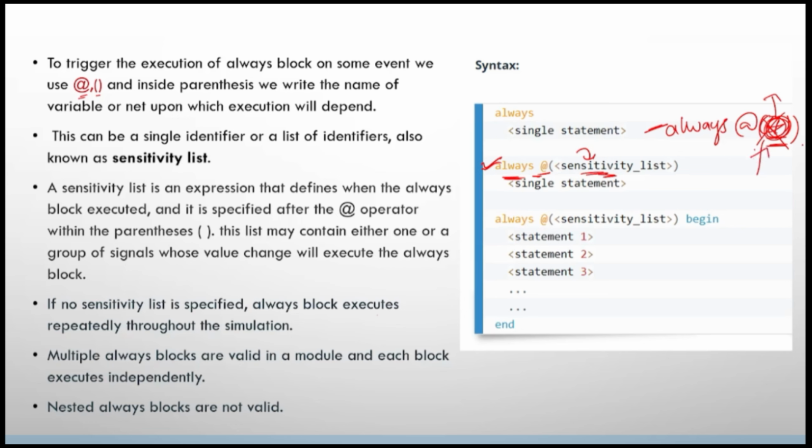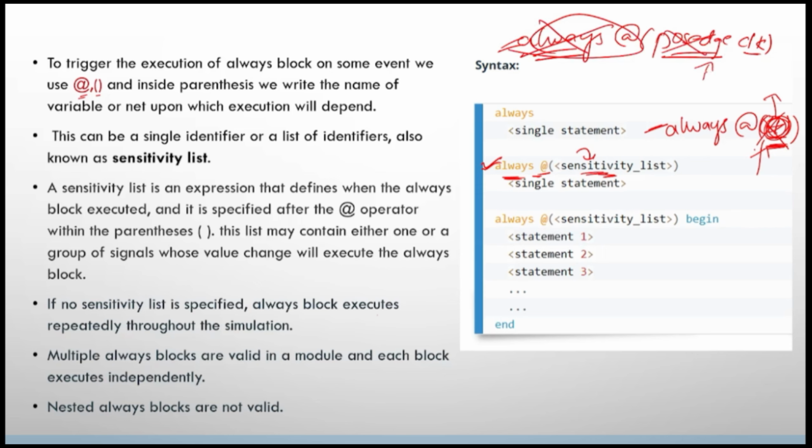So what does the sensitivity list consist of? Nothing but conditions, some conditions in order to activate your particular always block. For example, always @(posedge clock). If you are giving it like that, now what happens? Whenever there is a posedge of clock, only then will this always block be activated. If there is a negedge of clock, then this always block will not be activated. So that is the importance of the sensitivity list.